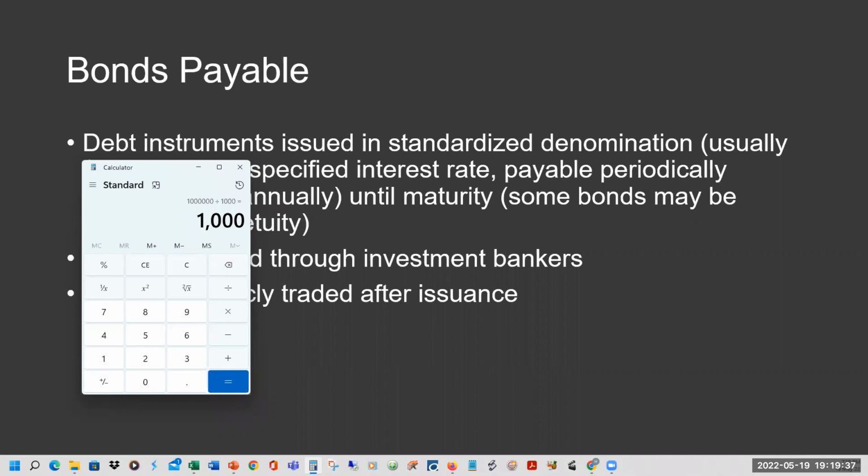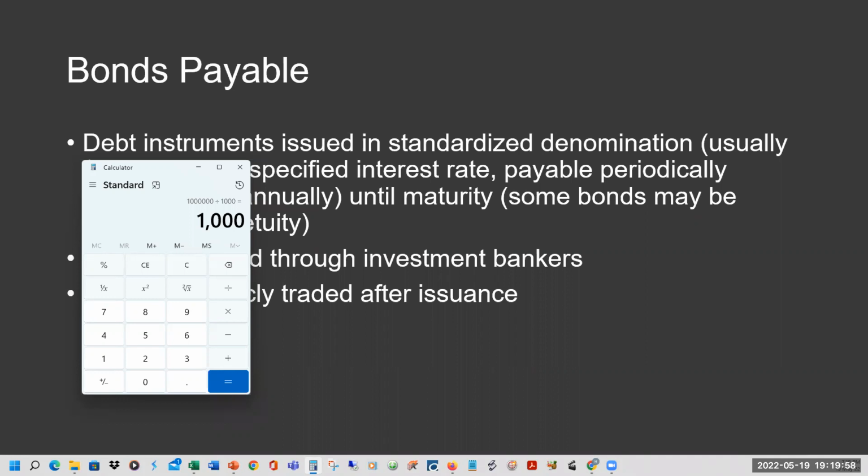If you just make a connection to intermediate accounting, you'll remember there in chapter 9, you learned about how such and such company bought $200,000 worth of bonds. Well, what does that mean? $200,000 worth of bonds? If each bond is $1,000, they basically bought 200 bonds.